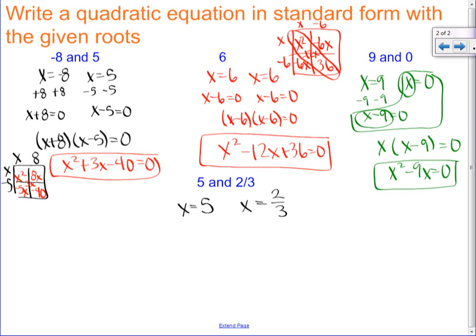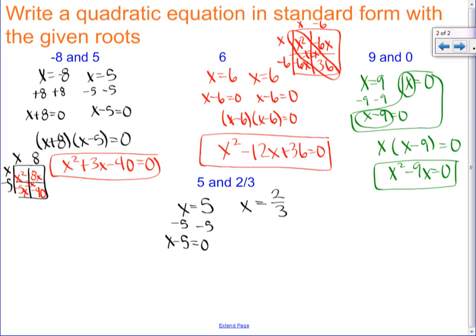Now we're trying to get 0 over on the one side. So this one we know how to do. We can just move the 5 over. X minus 5 equals 0. So that's one of them. But we want to somehow get rid of this fraction so that we don't have a fraction at all. So what could we do to both sides so that we could get 0 over on the right eventually?